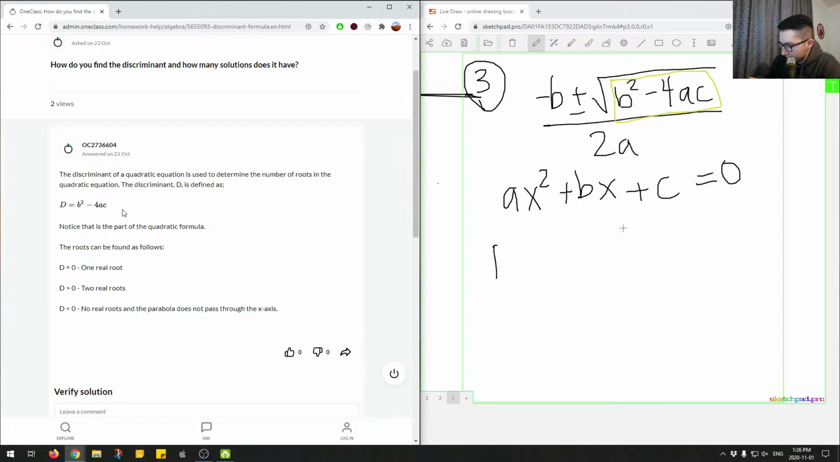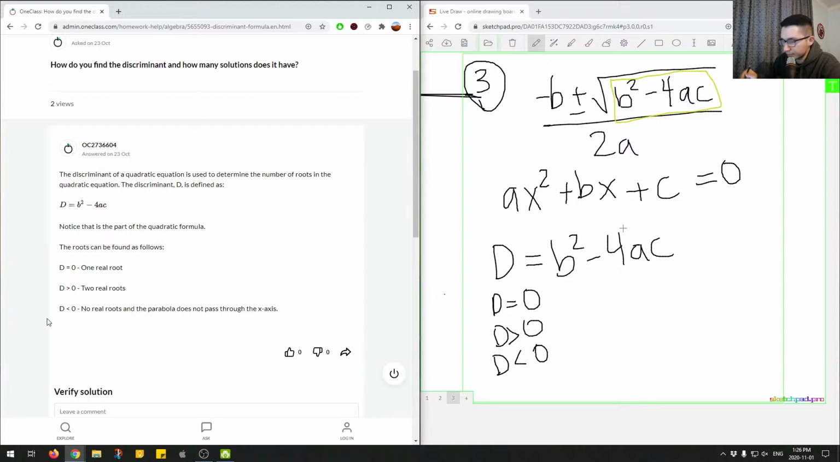And they represent it as capital D is equal to b squared minus 4ac. So we just got this from above. This is just the definition of what the discriminant is. Essentially you have three scenarios, as outlined by the junior tutor: when D equals 0, when D is greater than 0, and when D is less than 0.